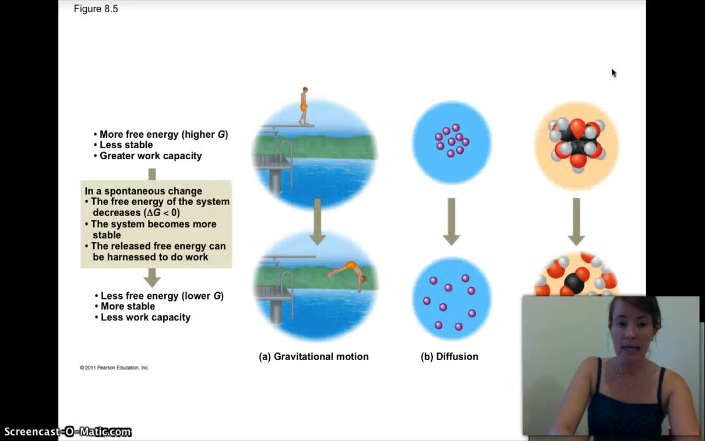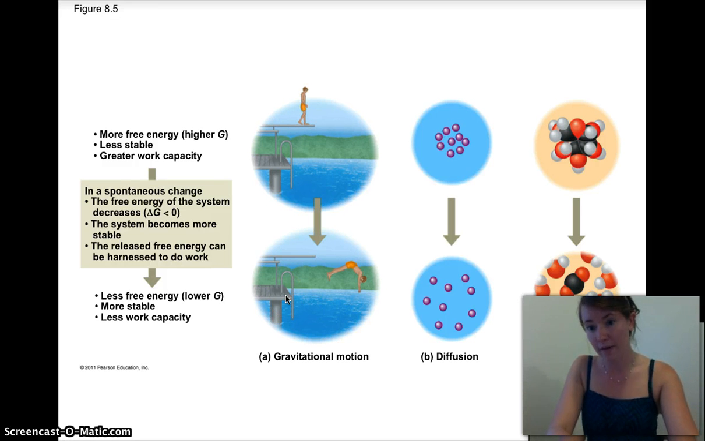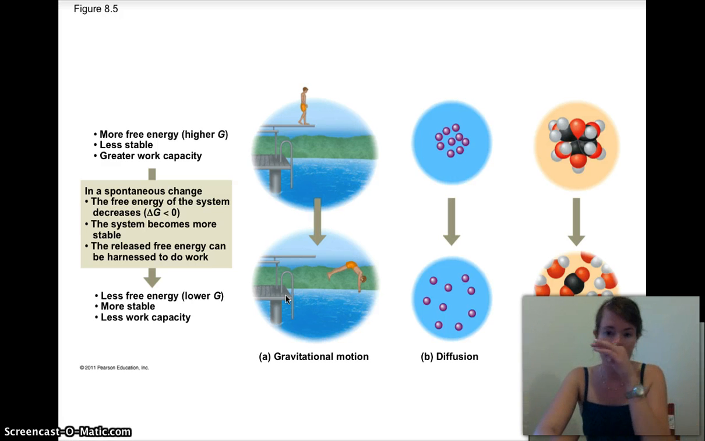Sorry. And we release that energy to do work. So the work there was moving from the top to the bottom. Diffusion is an example of a spontaneous process. So here we have a lot of free energy, but we're less stable, right?